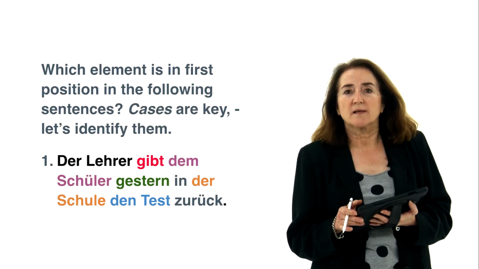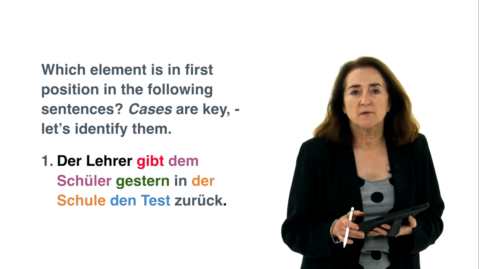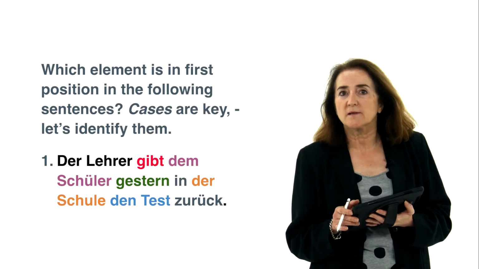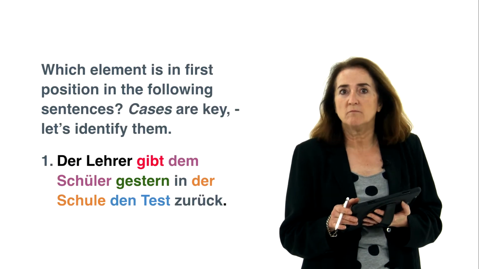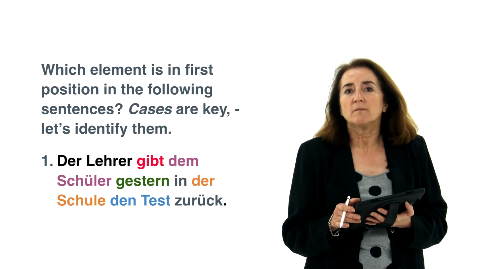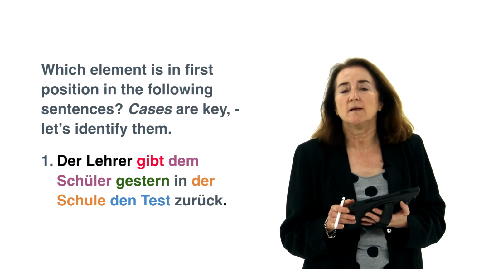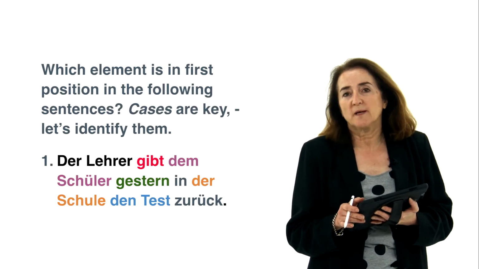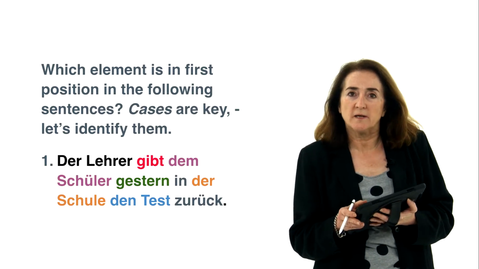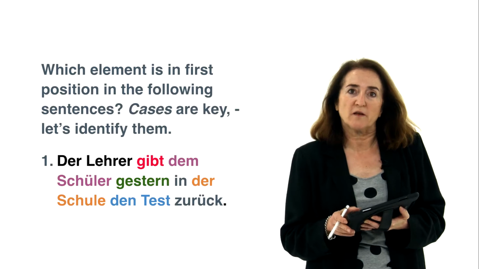First sentence, der erste Satz. Der Lehrer gibt dem Schüler gestern in der Schule den Test zurück. The teacher gives the student a test back, and he did it yesterday and at school. If I translated this word by word, it would be a very clumsy English sentence. In German, it's perfectly fine.